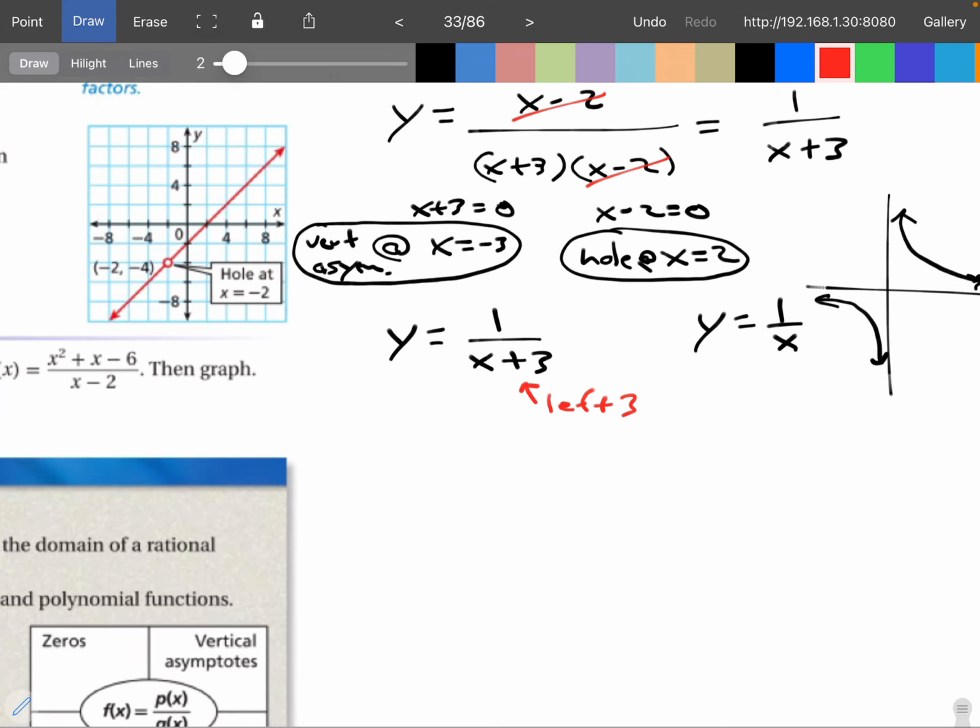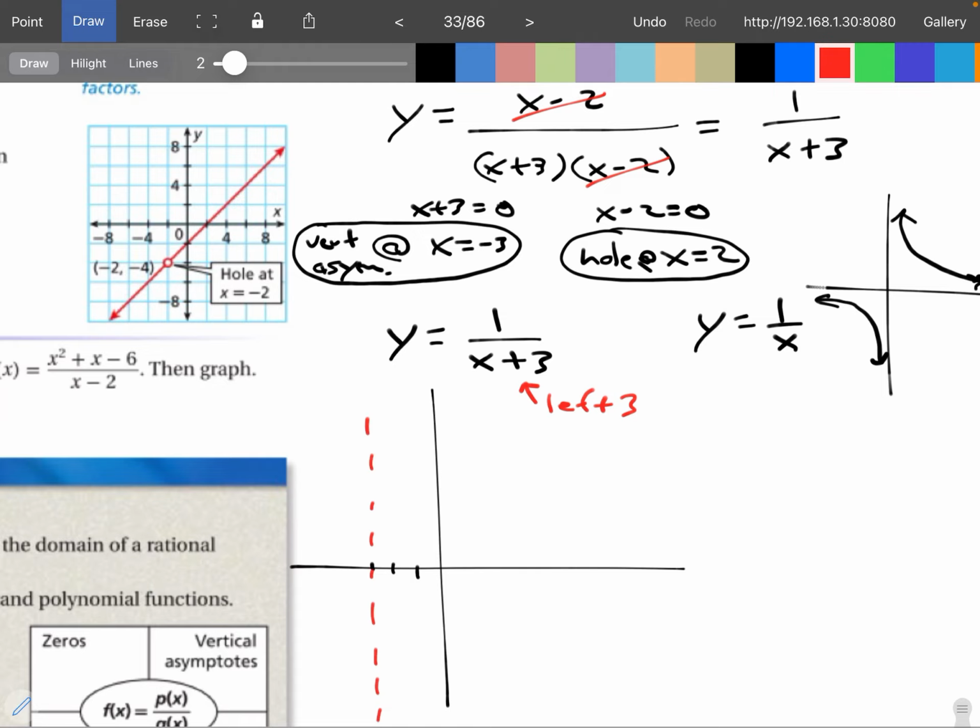So let's see if we can sketch this real quick. Maybe I need a little bit more room. So here's our sketch. We're going to shift our vertical asymptote 3 to the left. So we're going to go 1, 2, 3. Here's our vertical asymptote.